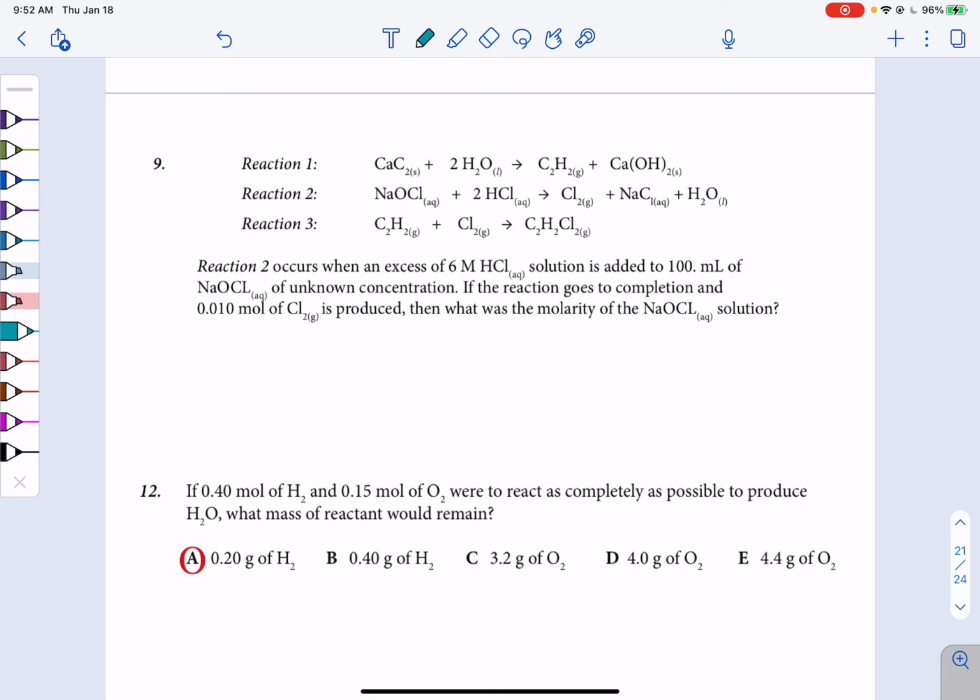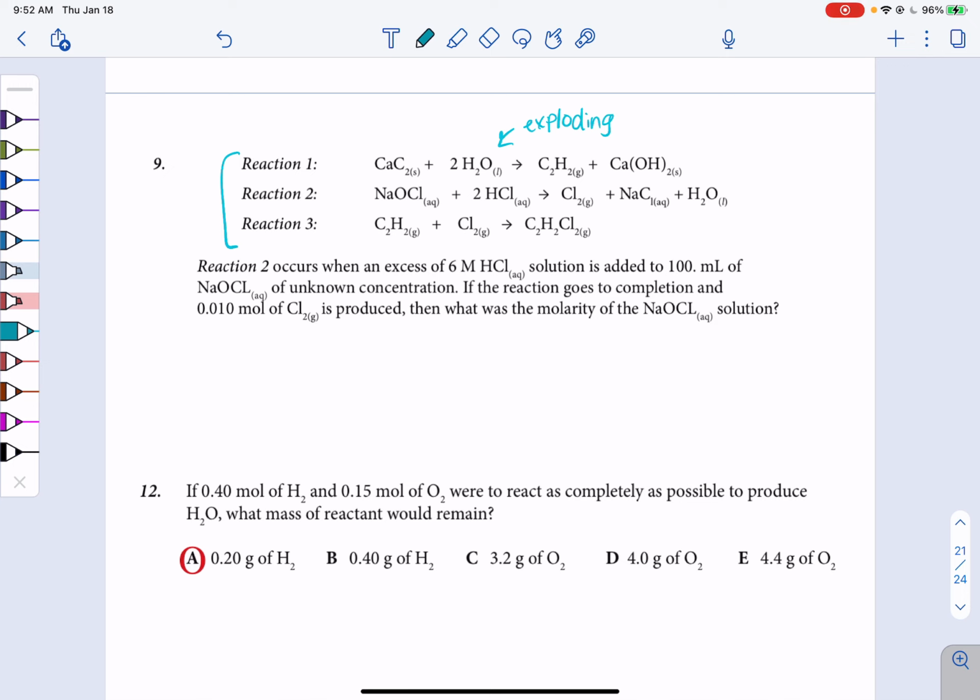Okay, number 9. Reaction 2 occurs with an excess of 6. Okay, so hold on. Let's talk about all three of these reactions. I like to glance at them and see what's happening. You start with calcium carbide and you react it with water. This was the exploding pumpkin, by the way. I just misspoke that, but exploding pumpkin. And you get your acetylene gas and your calcium hydroxide.